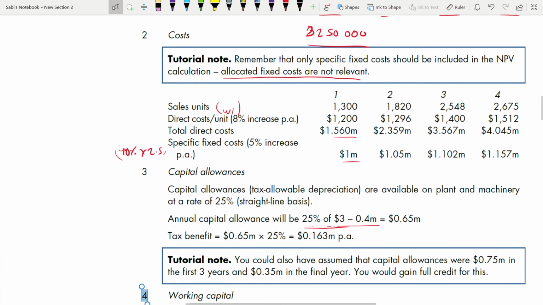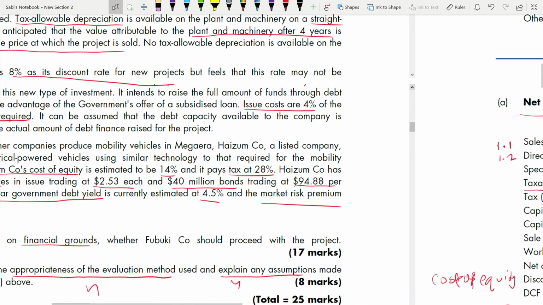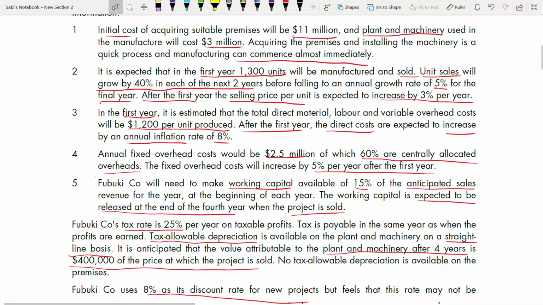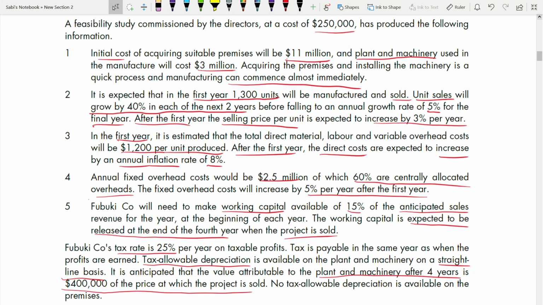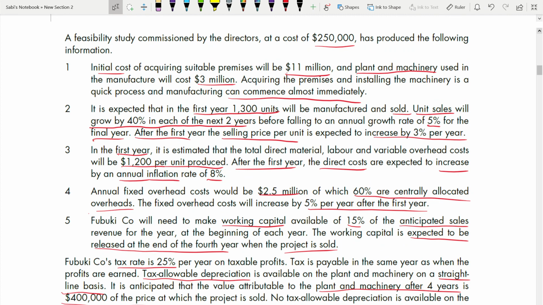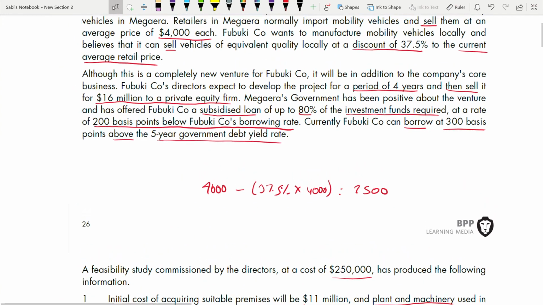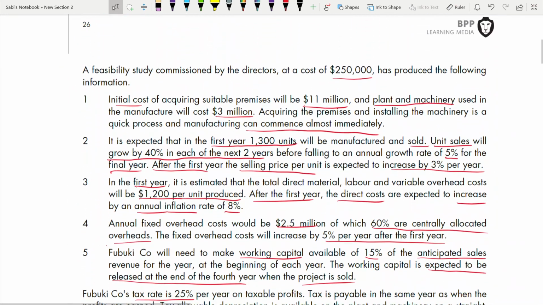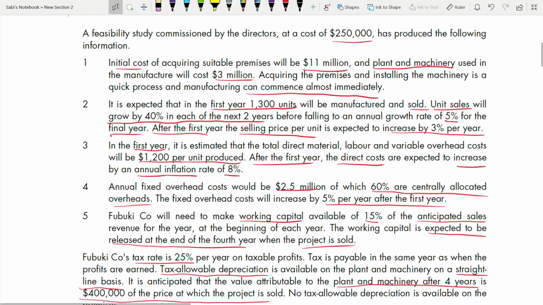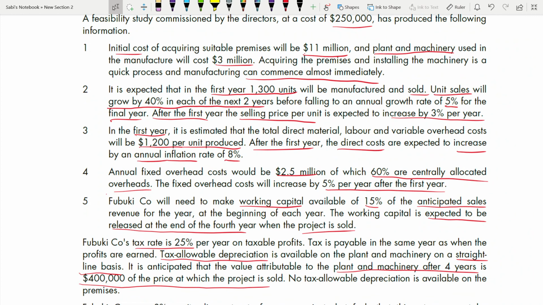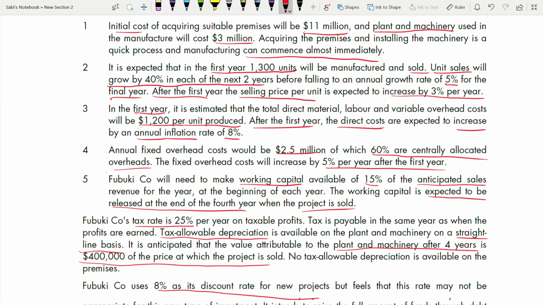Now, capital allowance, go to that para where they have mentioned about it. Okay, first point, plant and machinery used in the manufacture will cost 3 million. So the cost is 3 million. From there you are getting that 3 million. How are you getting that 0.4? Okay, so it is anticipated that the value attributable to the plant and machinery after 4 years is 400,000, right? That means 0.4 million at the price at which the project is sold.